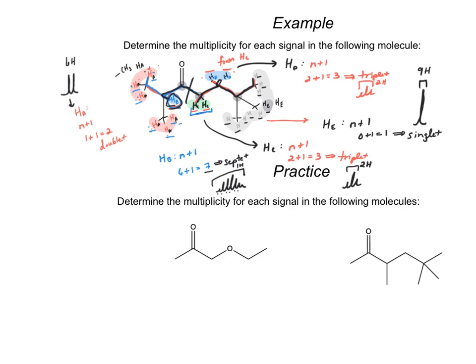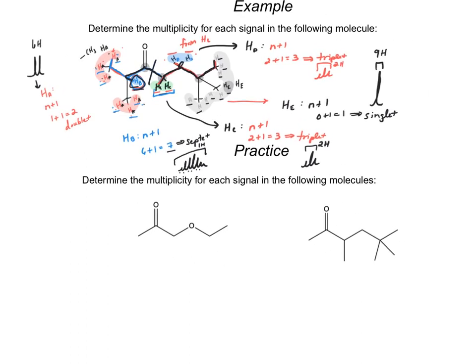Go ahead and try these below. I want you to determine the multiplicity for each signal in these 2 molecules. You'll find some patterns here that will emerge long term. Hopefully they'll start to emerge quickly so that you can easily see the type of signals given the type of structure in a molecule.